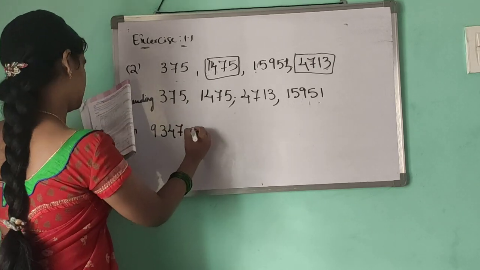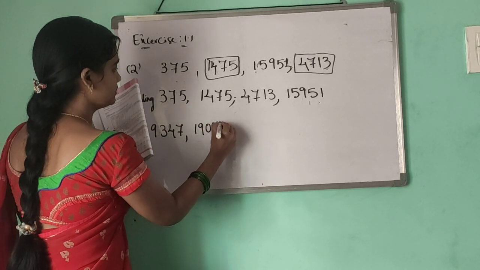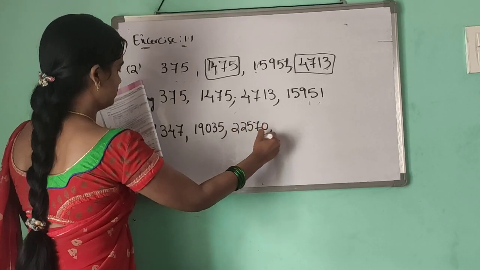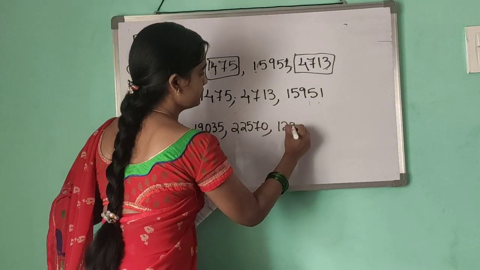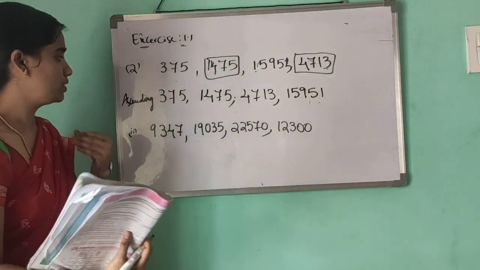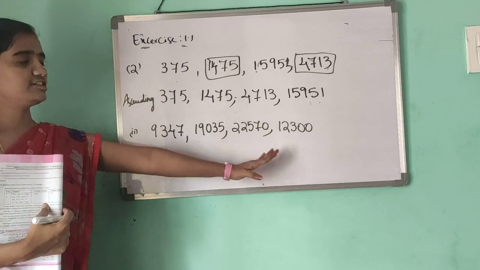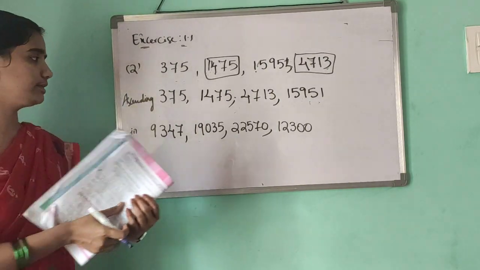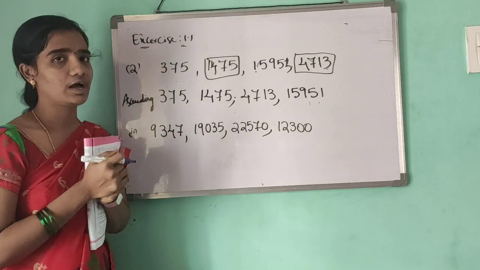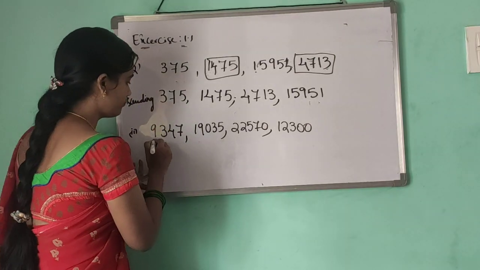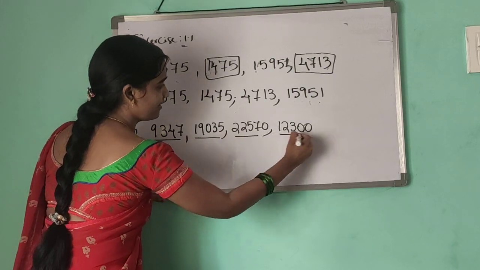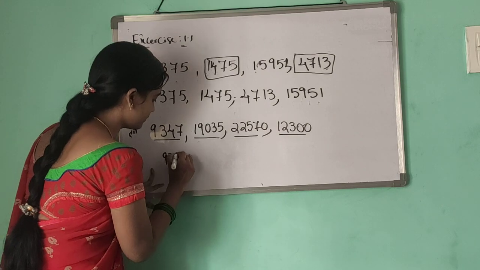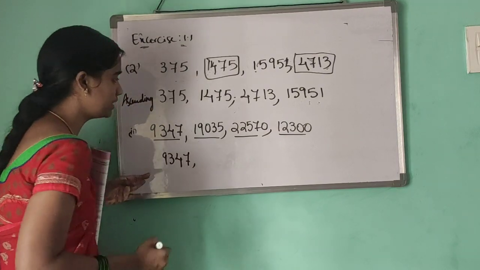Second one. 9347, 19035, 22570, 12300. Okay. By using these numbers, we have to write the ascending order, that means increasing order. How can we write? See, we first check how many digits each number has. Here 4, here 5, 5, 5. Among these, 9347 has the fewest digits, so it is the smallest. So we first write this number.